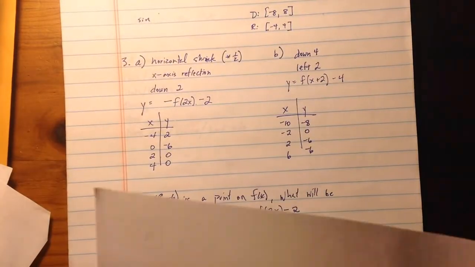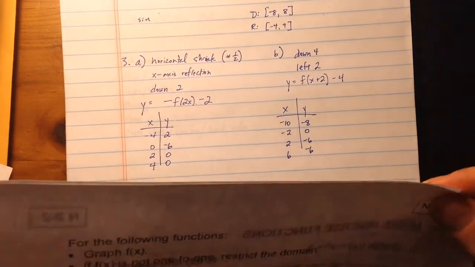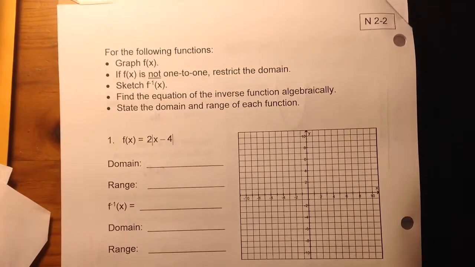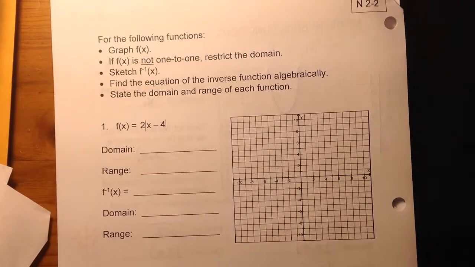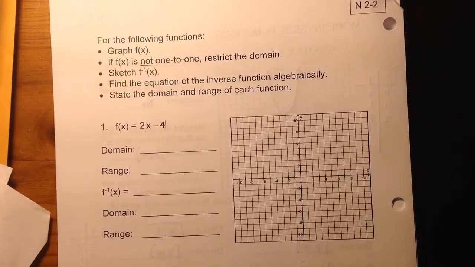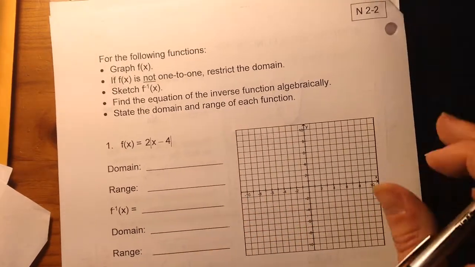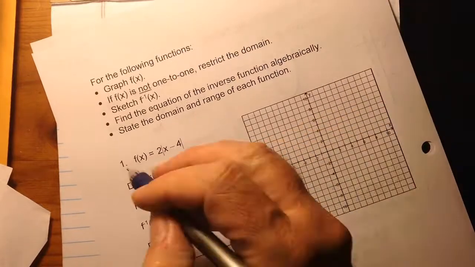Okay, so let's look at another example. Actually, got two more here. For the following functions, graph f of x. If f of x is not one-to-one, restrict the domain, sketch f inverse of x, find the equation of the inverse function algebraically, state the domain and range of each function. Okay, so I'm going to make a table here for my original.